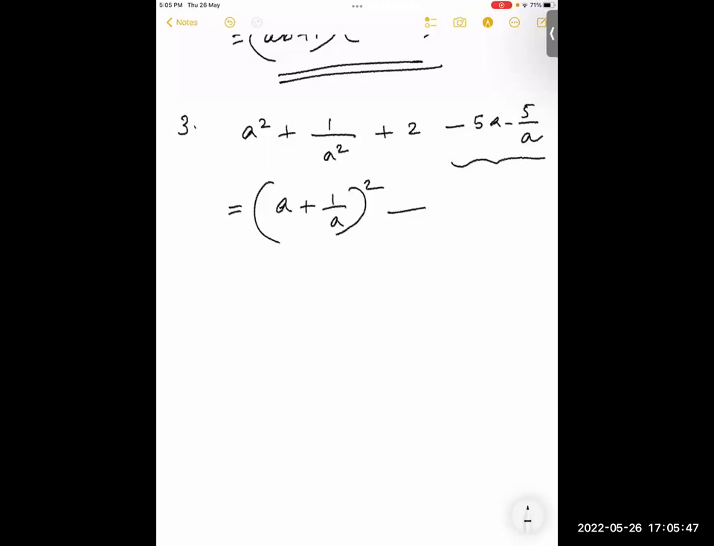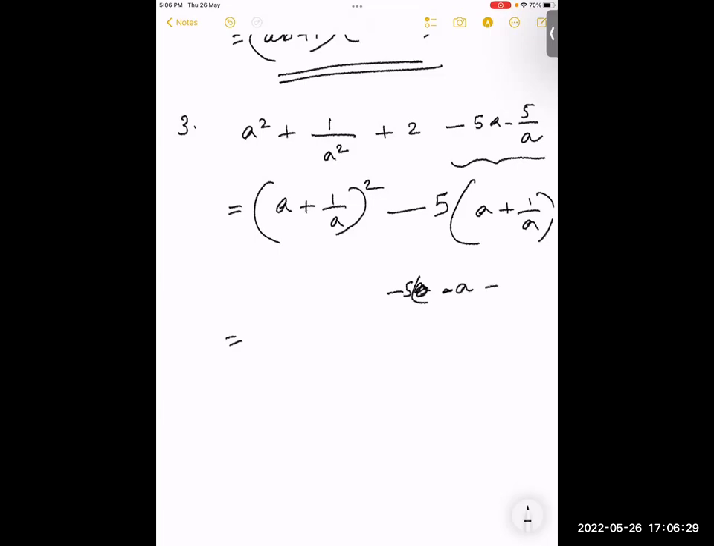Ma'am, you just multiply it by minus. Like this? Take out minus 5. That's what you're saying, take out minus 5. Okay, and what am I left with inside? A plus 1 by a. Won't it be minus a plus 1 by a? No, ma'am. Minus 5 the whole, minus a.